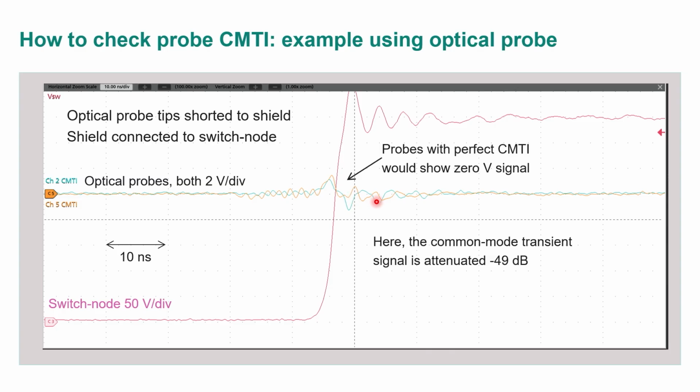So the common mode transient signal is attenuated. If I say I'm going from 400 volts, 0 to peak, down to 1.5 volts, 0 to peak, that's almost 50 dB of attenuation, which is quite good. As long as I know what this looks like, now I can subtract this from my true measurement.